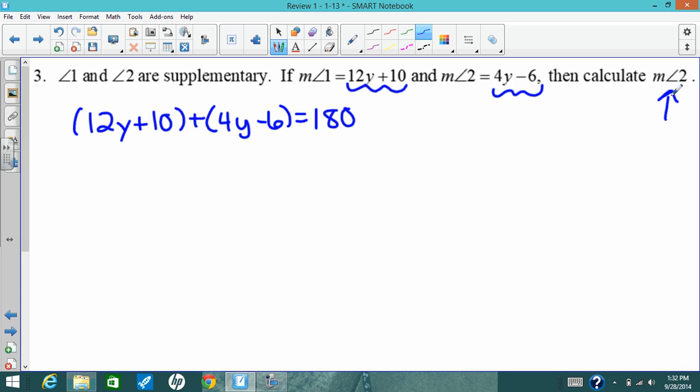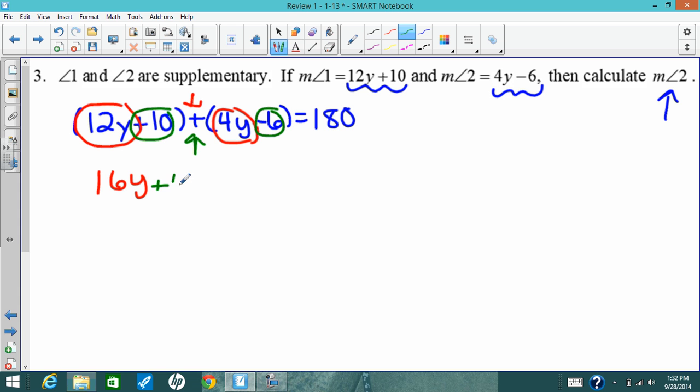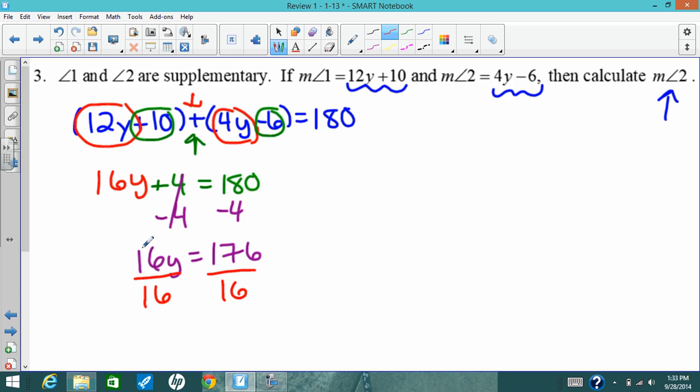So when we get y, that's not going to be our final answer. I'm going to combine my like terms. I know people are making some mistakes here. This is 12y plus 4y, which gives me 16y. I got a positive 10 plus negative 6 gives me positive 4. And now I can solve, and I'm going to have to pause here and do a little calculation.